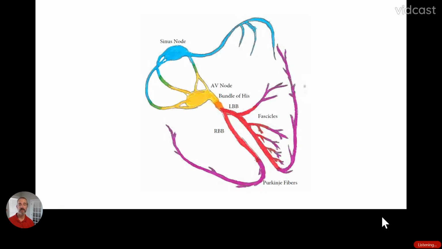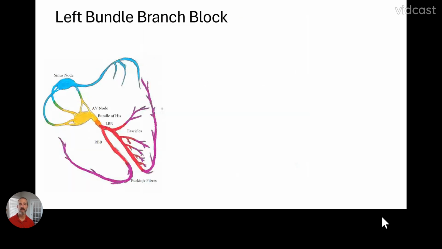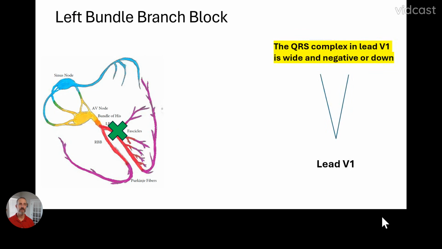So you see the conduction system there, and as you can imagine, if there's a bundle branch block, you have an interruption in electrical activity on either the right bundle branch or the left bundle branch. Let's start with the left bundle branch block and discuss some of the characteristics that you're going to see on the 12 lead. If there is a left bundle branch block, you're going to have a QRS complex in lead V1 that is wide and negative, or down. In other words, that vector is going to be upside down, which is what we normally see in V1, correct? However, in this case, it's going to be wide.